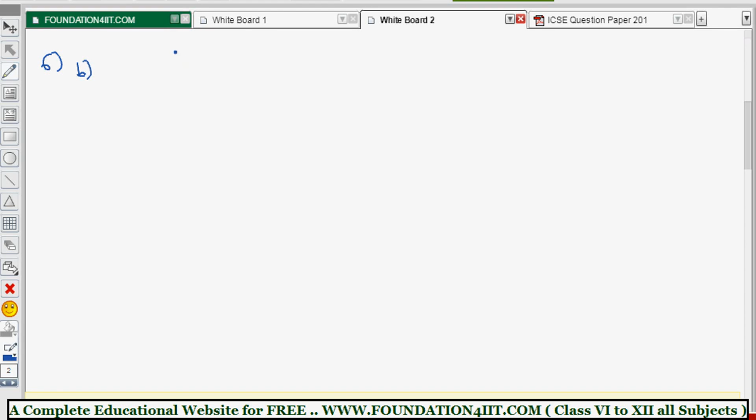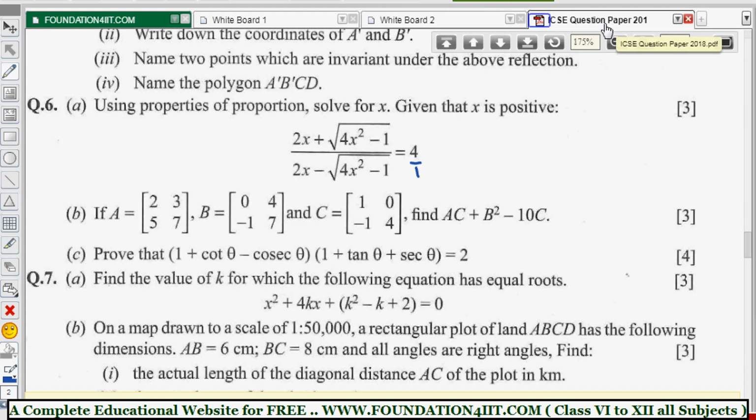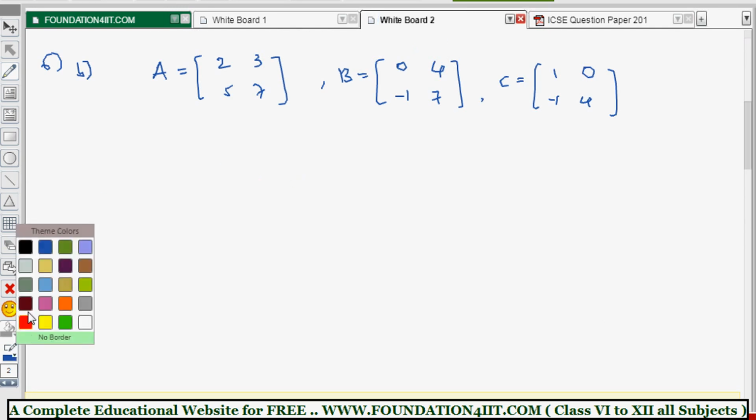So here given that A is equals to 2, 3, 5, 7 and matrix B is given 0, 4, minus 1, 7. Right? And C is equals to 1, 0, minus 1, 4. Right? These three are given. Now we need to find out AC plus B square minus 10C. So we will do separately. First A into C.